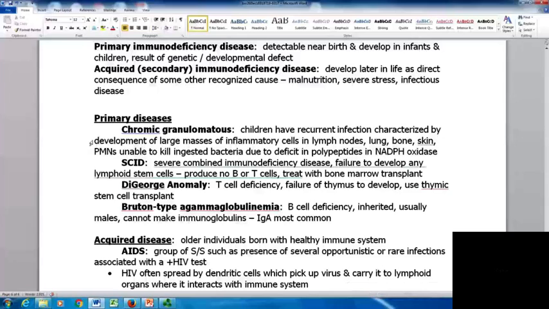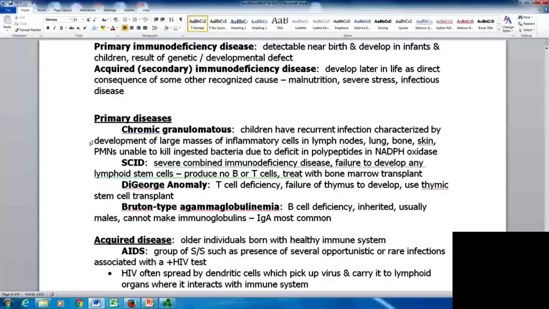Chronic granulomatous disease. Here the children have recurrent infections characterized by the development of large masses of inflammatory cells in the lymph nodes, lung, bone, and skin. The PMNs are unable to kill ingested bacteria due to a deficit in the polypeptides in NADPH oxidase. With SCIDs, or severe combined immunodeficiency disease, this is failure to develop any lymphoid stem cells. So these individuals produce no B or T cells. This is treated with a bone marrow transplant now.